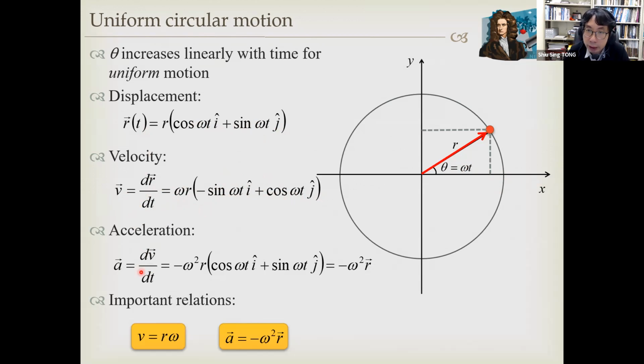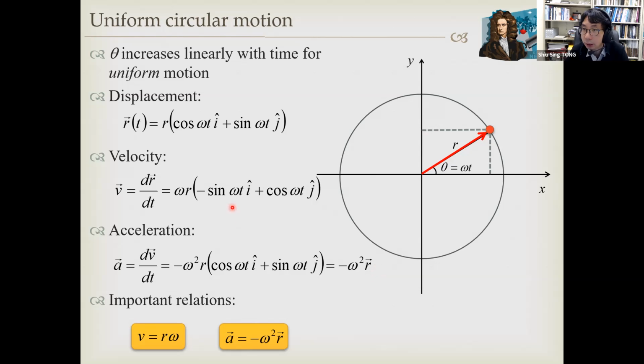If you differentiate the velocity again, you get the acceleration. The minus sine now becomes minus cosine, and the cosine becomes minus sine. So we take the common factor of -1 out, and there's another factor of omega, so we get omega squared in total. The expression in the brackets together with r is just the position vector. So the acceleration can be written as minus omega squared r, where r is the position vector.